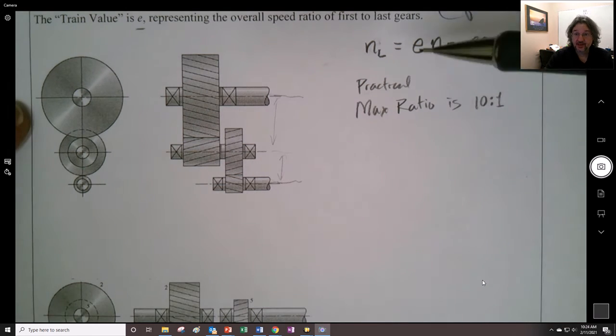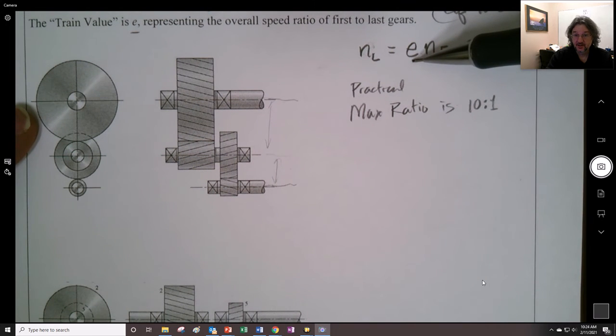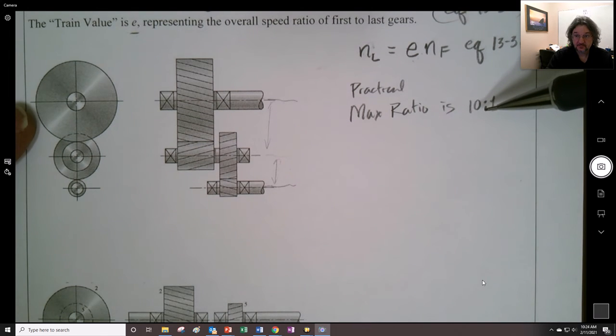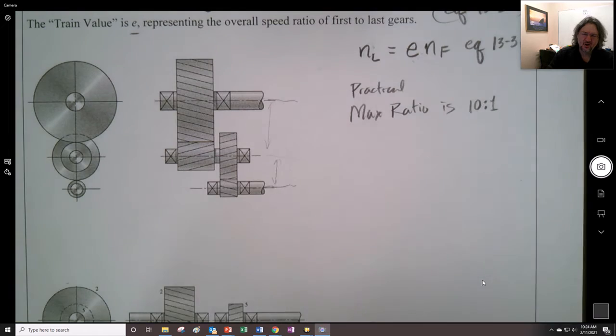So when you have this overall train ratio that you need to have, you need to break it down in practical steps, and then none of them can be more than 10 to 1. Somewhere in the 5 to 1, 6 to 1 ratio becomes more practical, but overall 10 to 1 is really the outside bounds of what you would want to have.